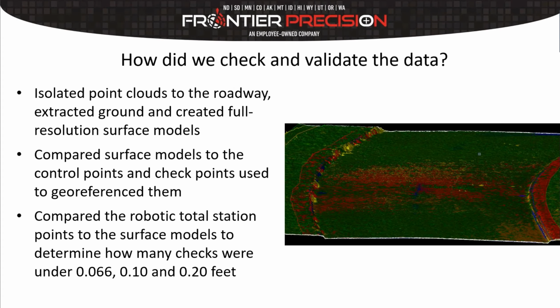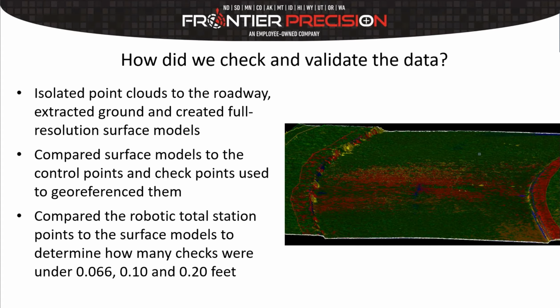And then how do we do that? We isolated the point clouds down to just the roadway. Then we extracted out the ground to remove any people or bicycles or whatever. And then we created full resolution surface models. Typically, if you're making a surface model of a road with LIDAR, you're probably going to sample it down to every couple of feet or half a foot or whatever. But we wanted to compare raw data. We didn't want sampling to have an effect on this. So we just went full resolution, made surface models, and then used that for our comparison.